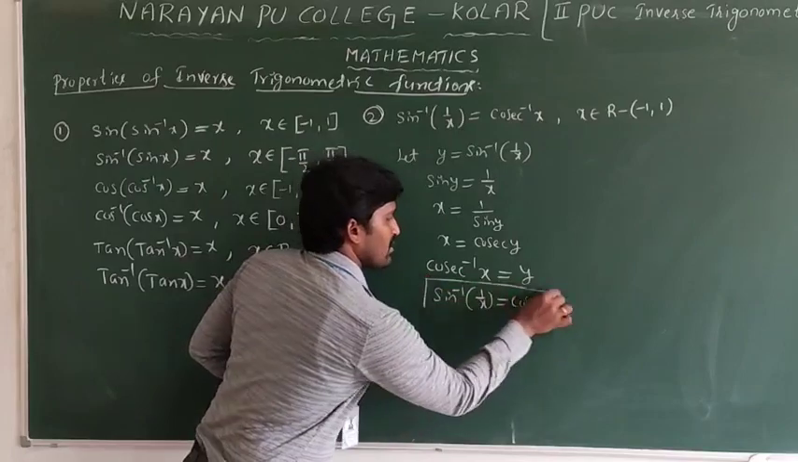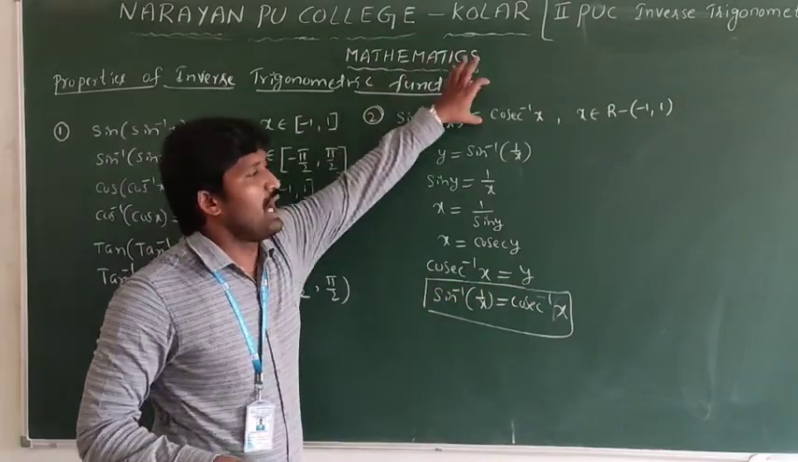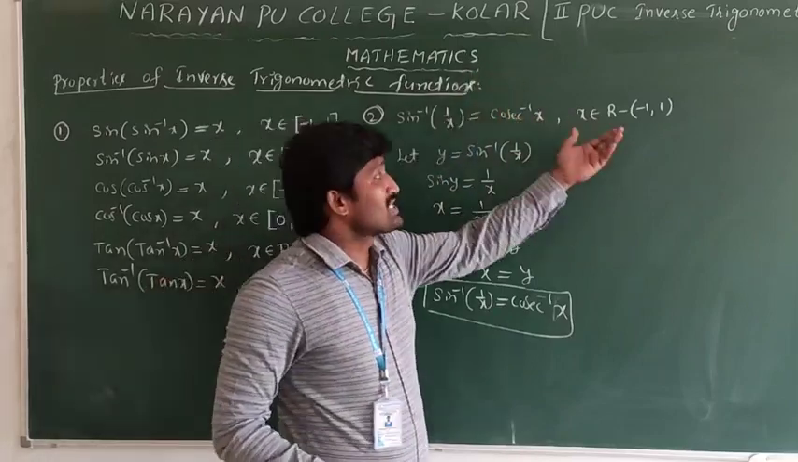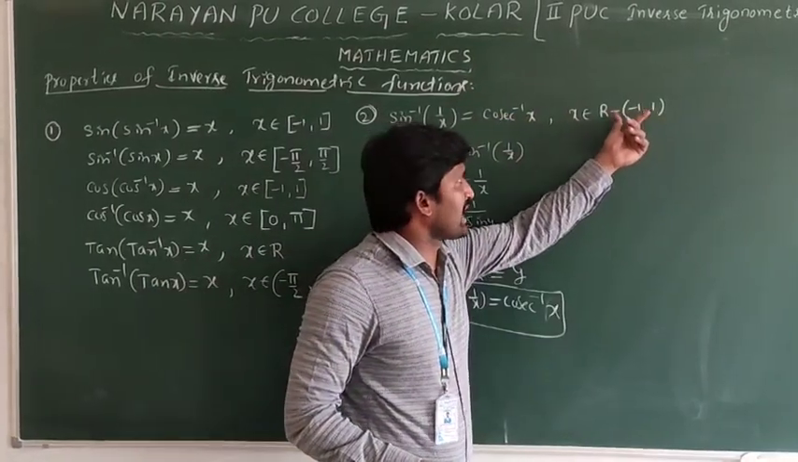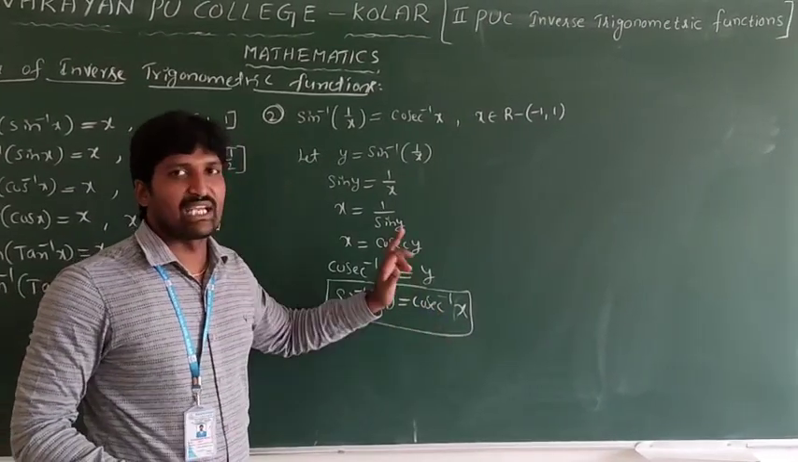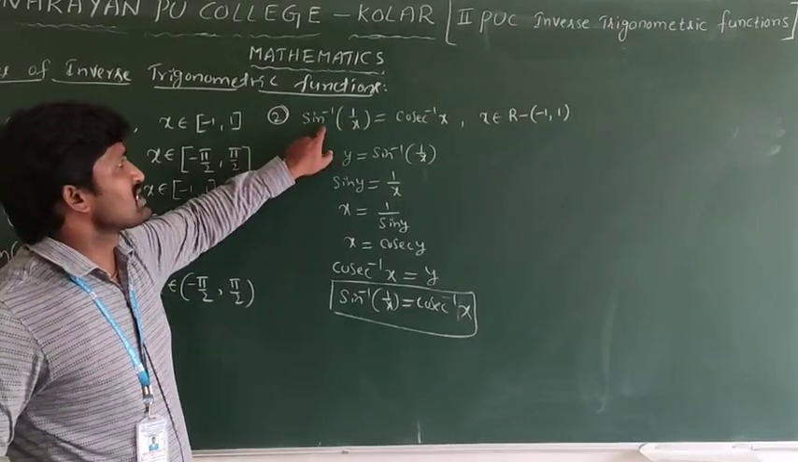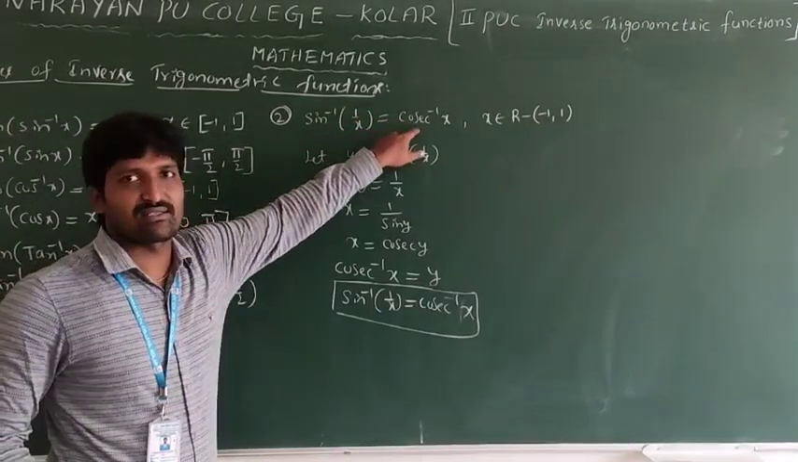And this is a simple proof, from LHS to RHS. How to check that these x values are satisfied? Take any number and substitute in both sides. You will get equal values. This is one property: sine inverse of 1 by x equal to cosecant inverse x.